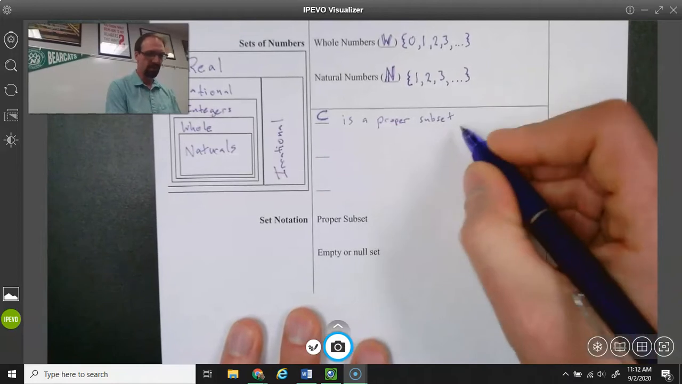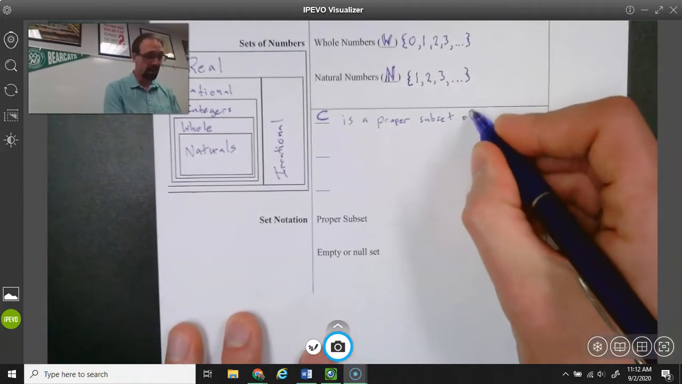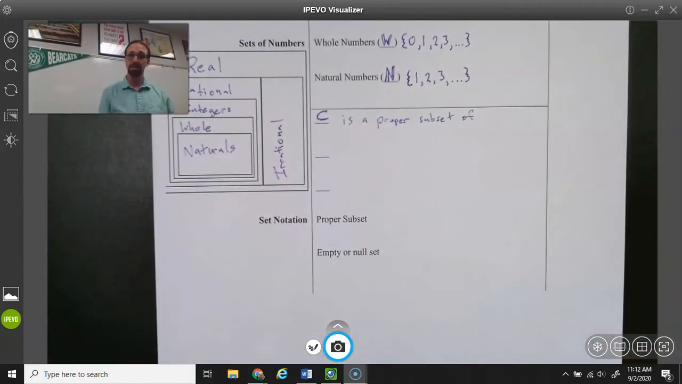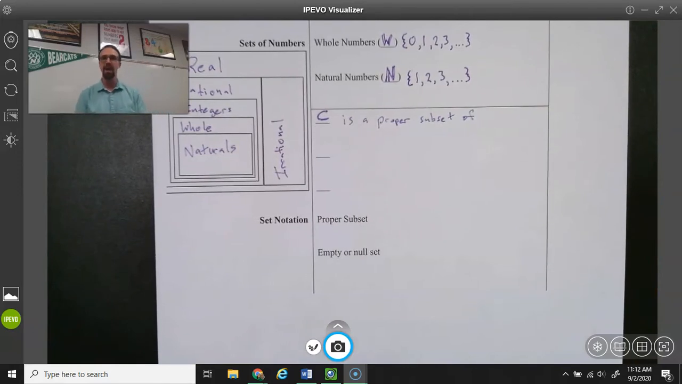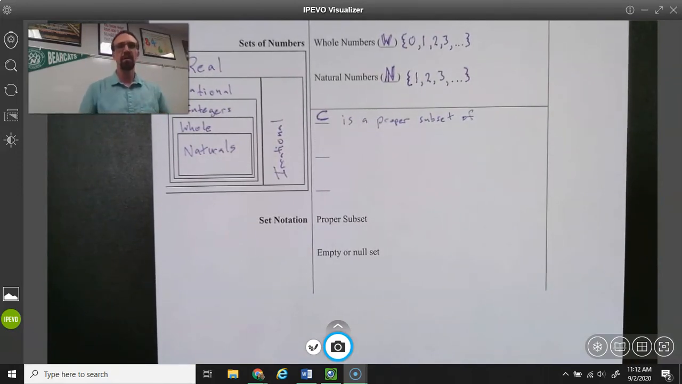Now, if something is proper, then essentially what it means is that it belongs. And we say a subset, so that means it's within. So the naturals are a proper subset of the whole numbers. All of the naturals exist within the whole numbers.